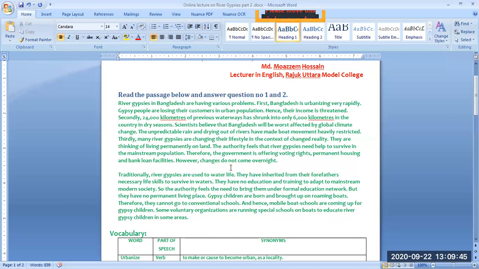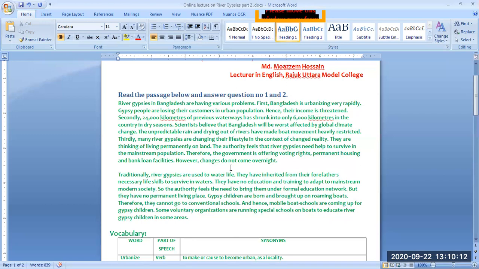Scientists believe that Bangladesh will be worst affected by global climate change. You know that climate change is a great concern for the people all over the world, and the countries who are industrially developed, they are responsible for global climate change. But there are four countries like Bangladesh, Maldives, Nepal. These countries are going to be the worst victim of this climate change.